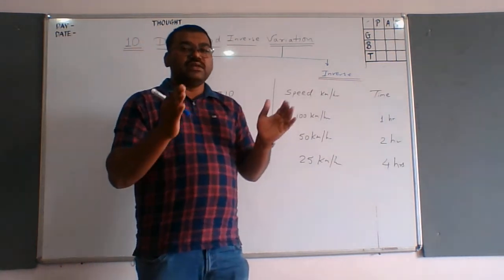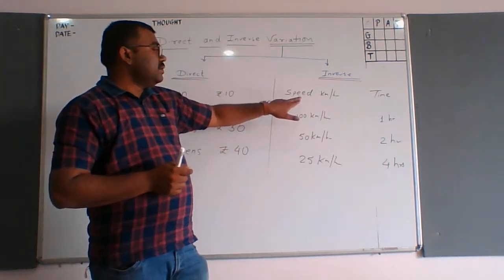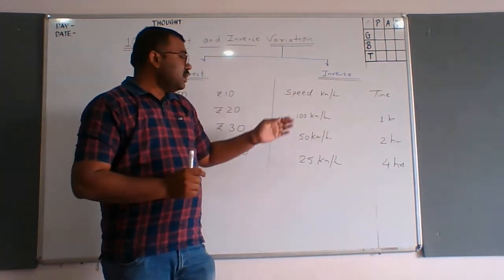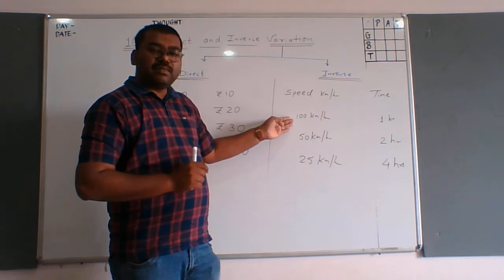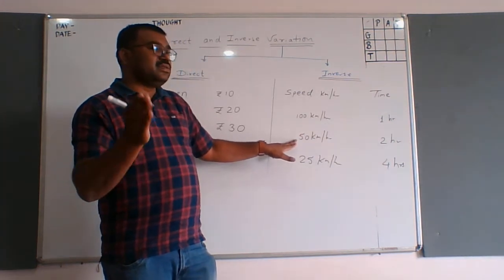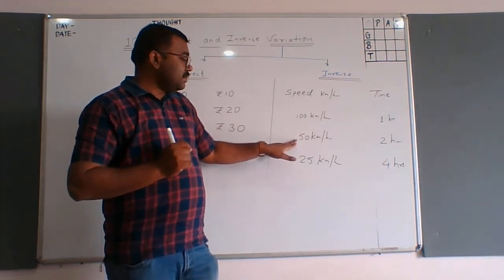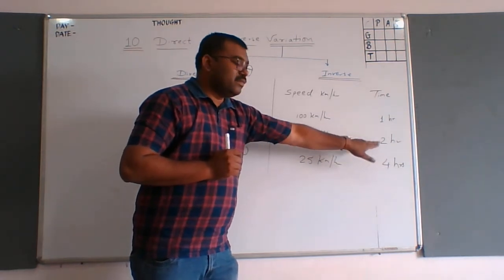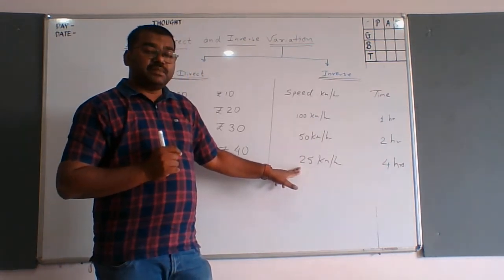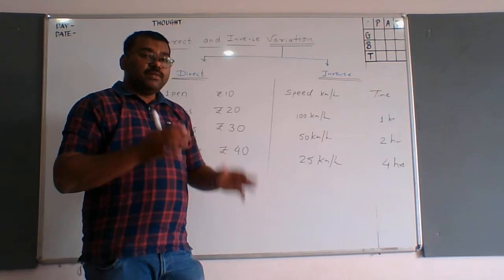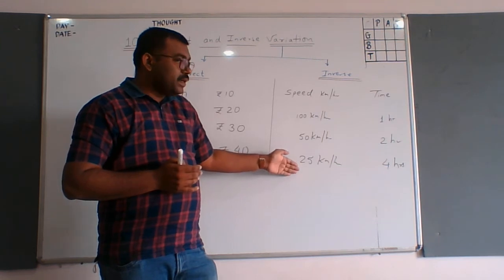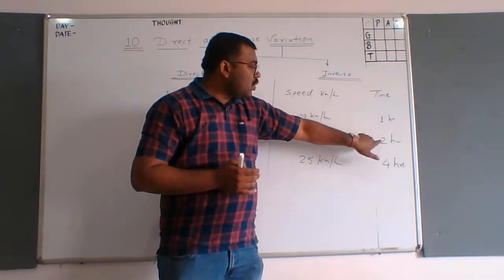Suppose we want to cover a certain distance, and we consider speed and time. The distance is fixed, it is constant. If the speed of the car is 100 km per hour, it will take 1 hour. If the speed decreases to 50 km per hour, the time becomes 2 hours. For 25 km per hour speed, the time is 4 hours.